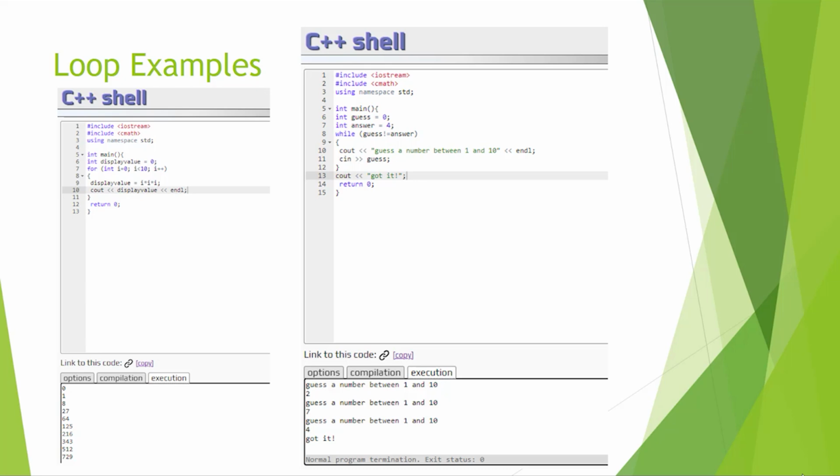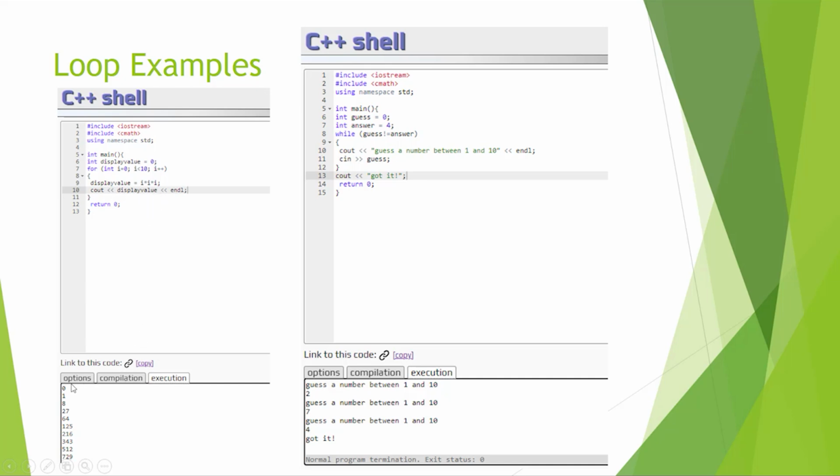So if it's unclear to you what happened, if we look line by line, underneath the declaration of the function main, I've created int display value and set it at 0. I also have an int inside of the for loop named I set to 0 that will continue the loop while it is less than 10 and will increase 1 every time through the loop. Every time through the loop, display value equals I cubed. And then cout shows the display value.